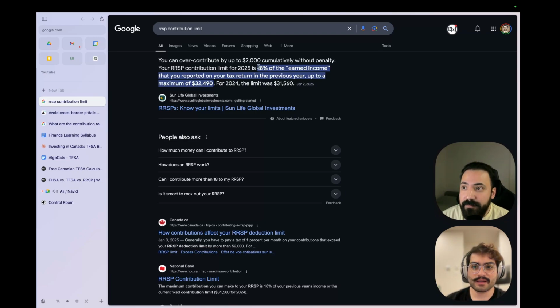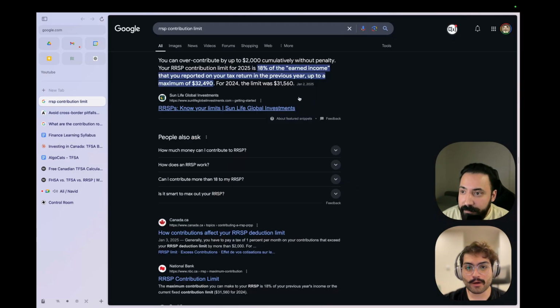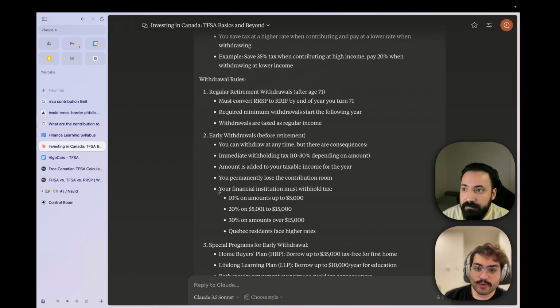It says your RSP contribution limit for 2025 is 18% of the earned income that you reported on your tax return the previous year. Yes, up to a maximum of something, 32K. So your financial institution must withhold tax, and the amount differs. And also Quebec residents have different rates as well.